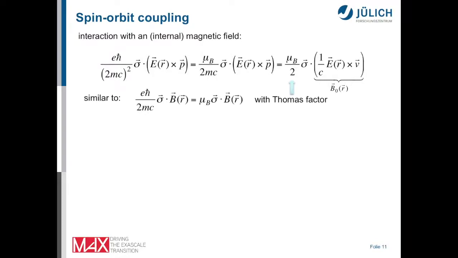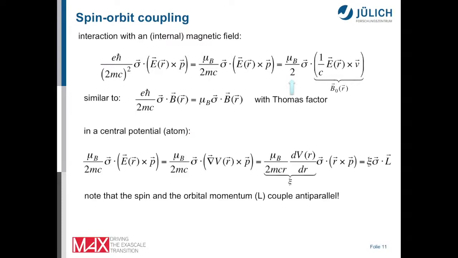Now, this looks very similar to the spin magnetization or the spin B field term, which we also have, which you can also write as Bohr magneton sigma times B, but in addition you have here a factor 1/2, which is the so-called Thomas factor, which is a kinematic effect which you can derive from the relativistic theory.